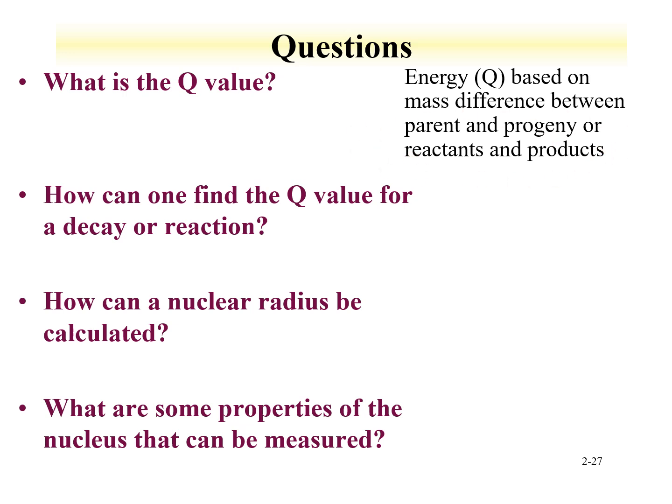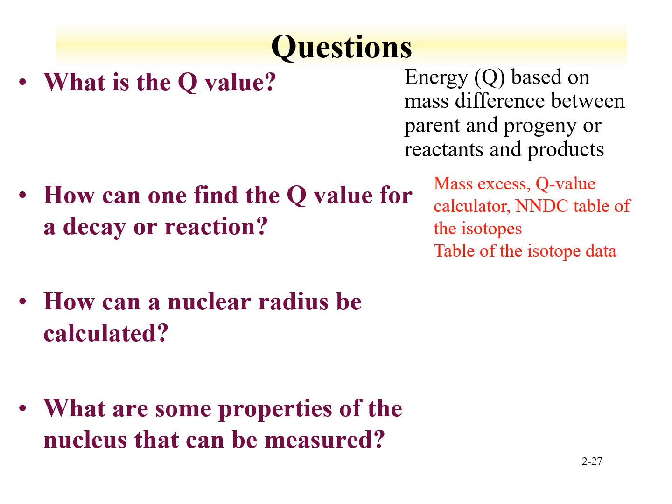How can one find the Q value for a decay or a reaction? Well, you can use the mass excess. You can go to the mass excess database, get the mass excess for all the components of your decay or your reaction, set it up in an equation, reactants minus products, just as you would in a chemistry reaction, and then determine the Q value.